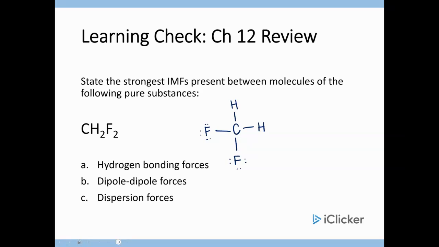In this molecule, we have two polar bonds. The carbon to fluorine bonds are polar. The carbon to hydrogen bonds are basically nonpolar and definitely not as polar as the carbon to fluorine bond. So this molecule has polar bonds. It has overall molecular polarity towards the area with fluorines. So there is a dipole. We have dipole-dipole forces. It is not hydrogen bonding because the hydrogen is not bonded to the fluorine. It's bonded to a carbon. So it cannot have hydrogen bonding forces.